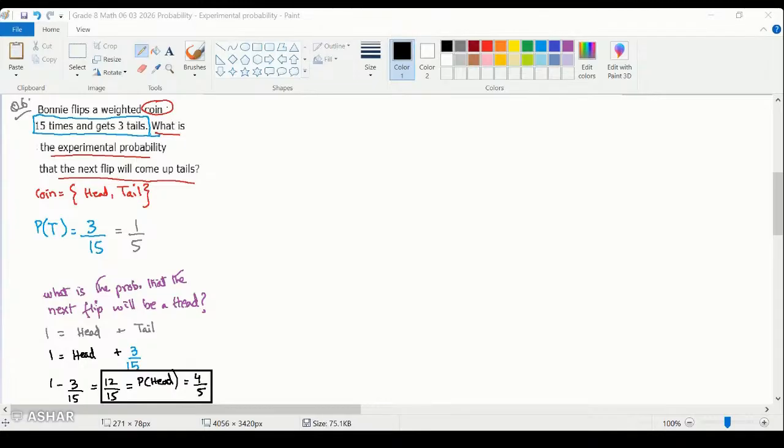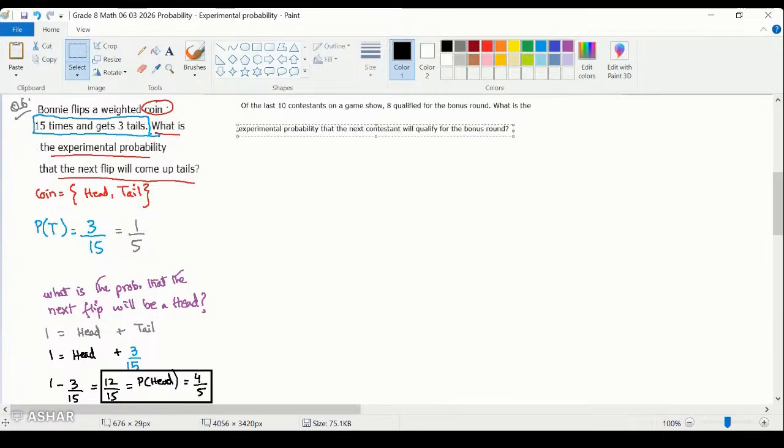Next question says, question number 7. Of the last 10 contestants on a game show, 8 qualified for the bonus round. What is the experimental probability that the next contestant will also qualify?